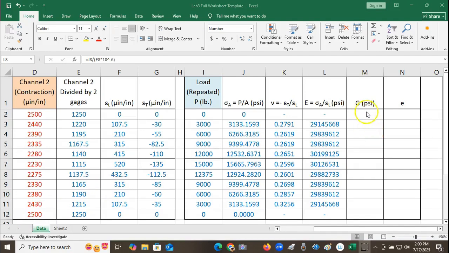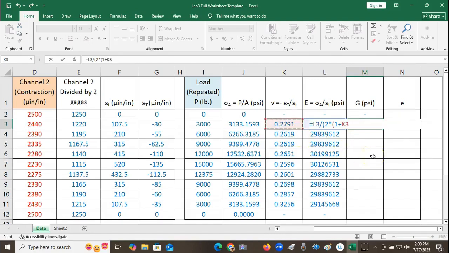What is shear modulus G? What is that? Okay, there's an equation for this. The equation is Young's modulus E divided by 2 times 1 plus Poisson's ratio. So 2 times 1 plus Poisson's ratio, which is in column K. And you see how I'm typing in the coding here? Make sure you put parentheses there.